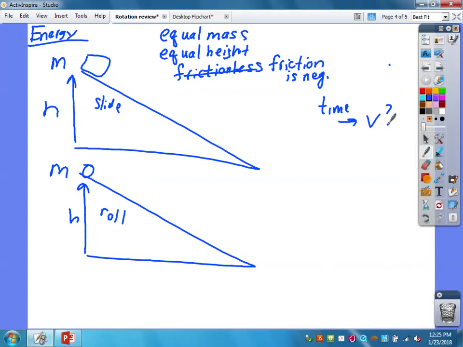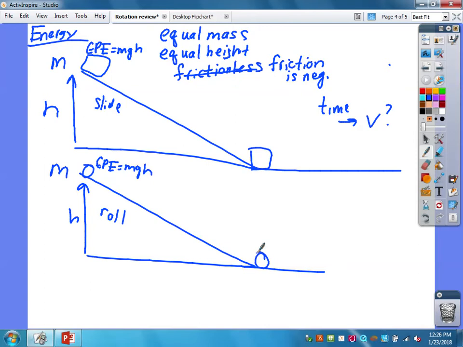If I look at this from an energy perspective, both these objects have a gravitational potential energy, they're starting at rest, of mgh. So they both have the exact same amount of gravitational potential energy, mgh. The issue is, what is that gravitational potential energy going to change into as it goes down and finally reaches the bottom? Again, I'm only interested in the top and the bottom. So most people go, well, it's going to change into kinetic energy. Absolutely. But now we have more than one type of kinetic energy. What type of kinetic energy?